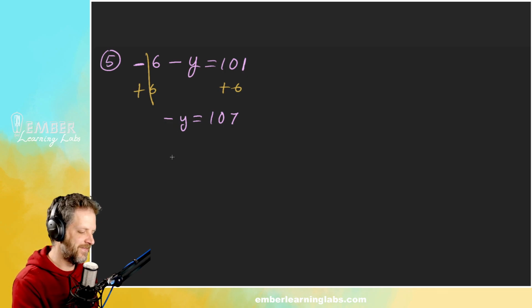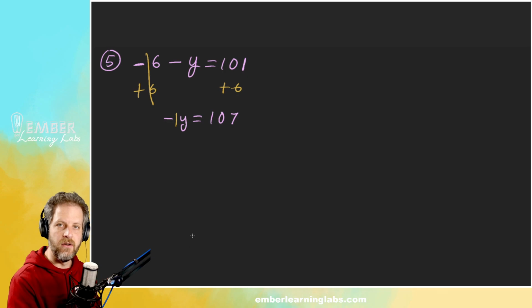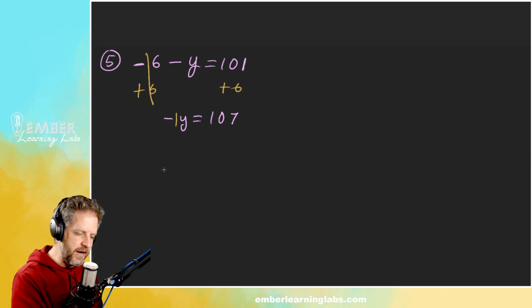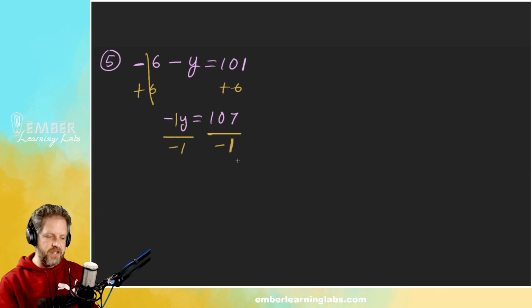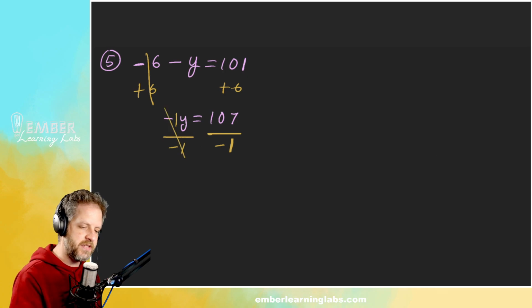No, I don't know. If there's nothing there, then there's an invisible 1 right there. Right? And we've got a number right next to a letter that's multiplied. So to get rid of that invisible 1, we're going to divide both sides by -1. Which is nice and easy because all that really does is flip this sign, right? It changes it to the opposite sign. So y would equal -107.